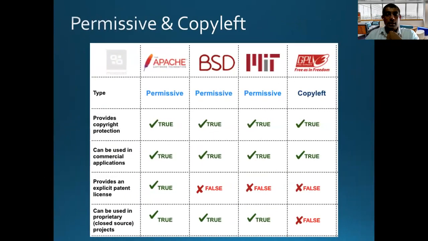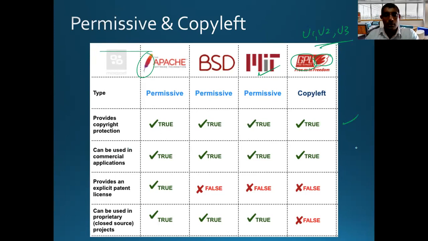So here you can see these are Apache. This is that symbol. Apache has this, BSD, as I showed you previously, and the MIT has, and the GPL has a license like that. This is actually what we call GPL version 3. So GPL has version 1, version 2, and version 3, right? But you don't need to know about them, just for your understanding. So, provides copyright protection.